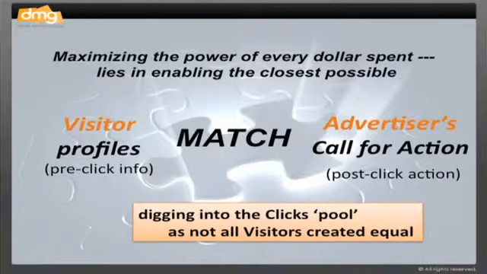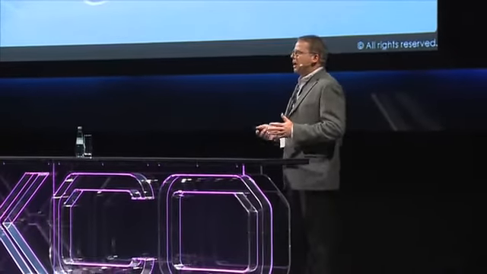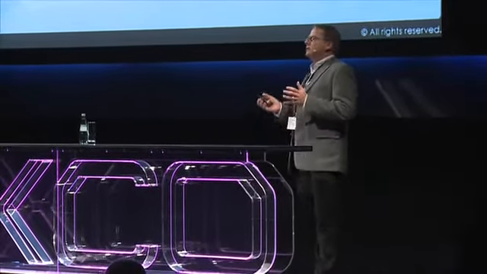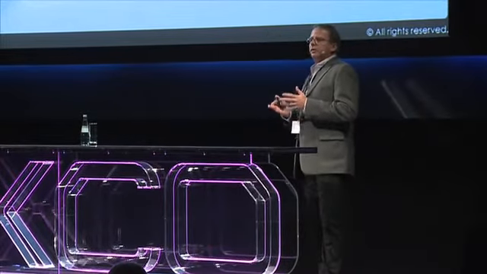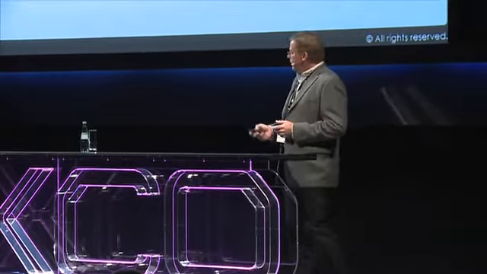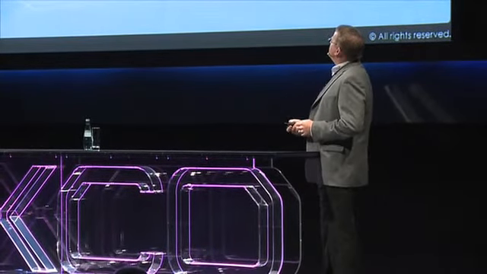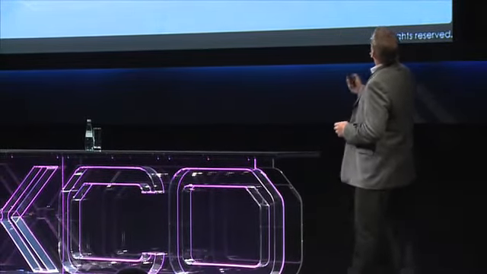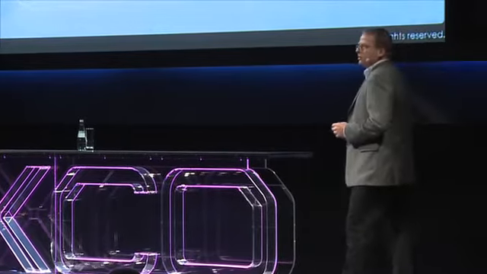So basically what we're trying to do is match what we know about the visitor. And by saying what we know about the visitor, I don't mean gender, age, interest and stuff. No, I'm just talking about what happened now. What were the actual two things, three things, maybe four things that intrigued the interaction. So we match this pre-click information with the advertiser's call to action.